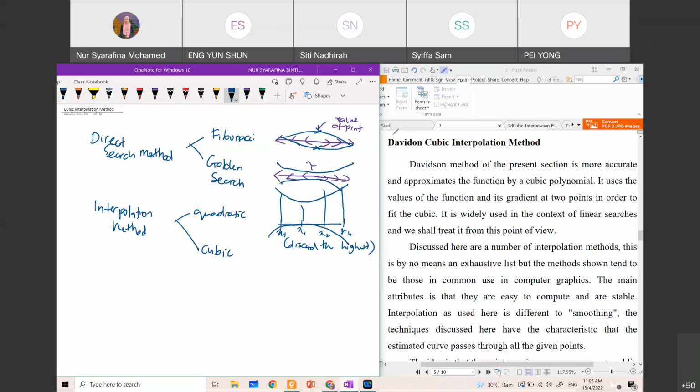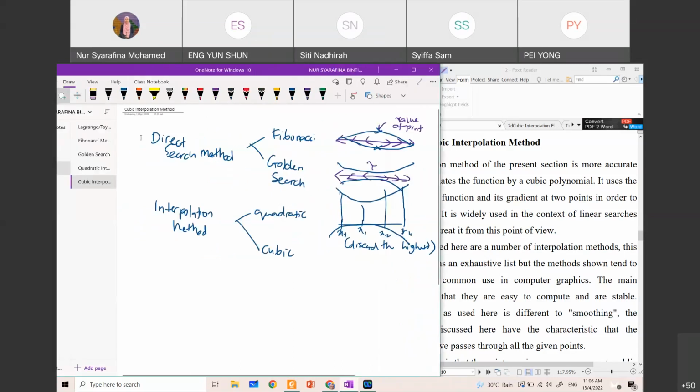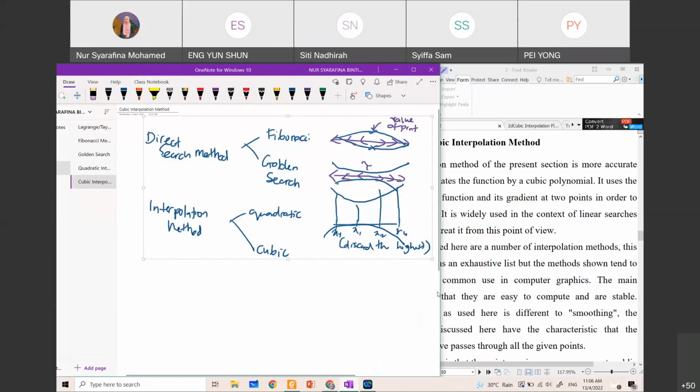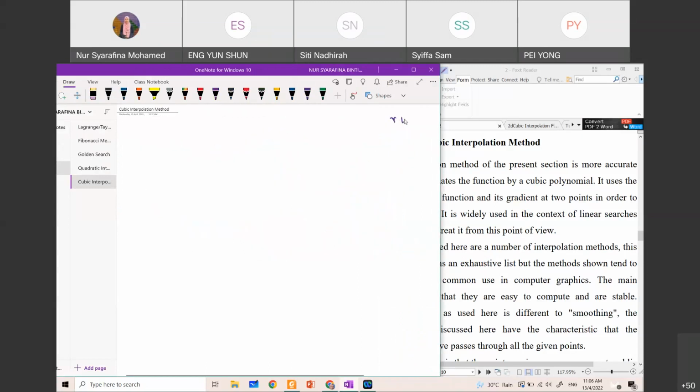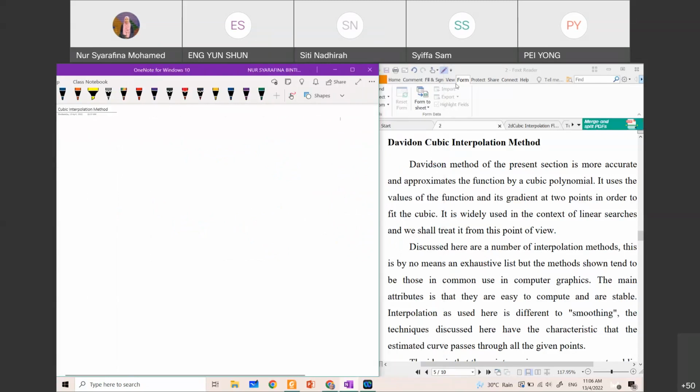Why are there many methods to find the optimal solution? Because we need to consider the number of iterations and the time used in calculating up to the solution point. That's why there are many methods we can use to find the extremizer, either maximum or minimum. Clear, everyone? So what we have done previously is the direct search methods and interpolation. Now we proceed with the cubic interpolation method.